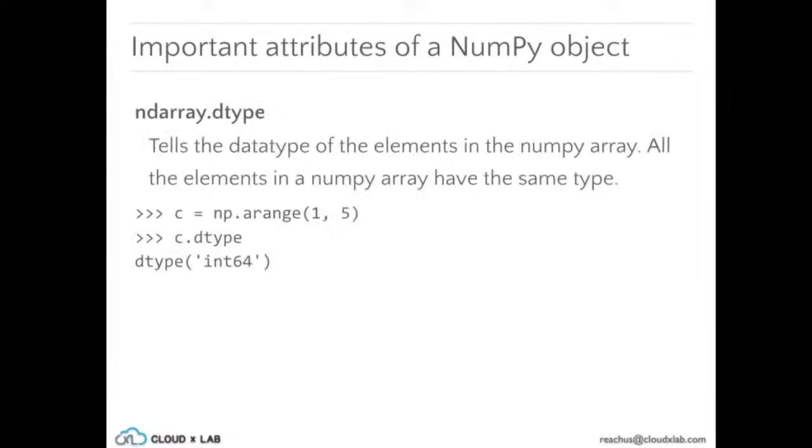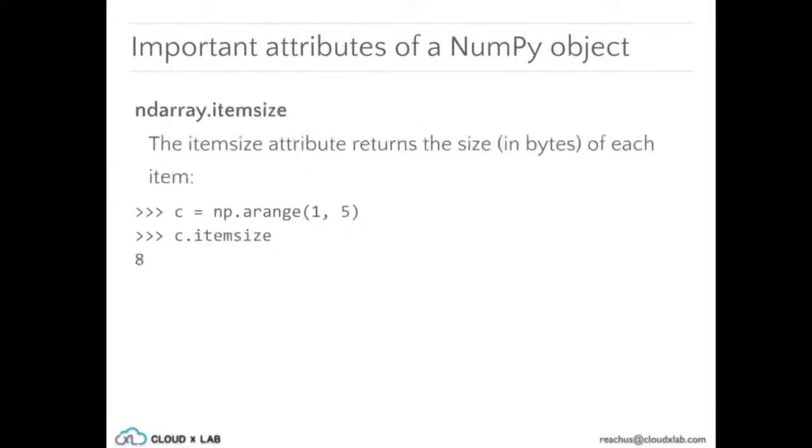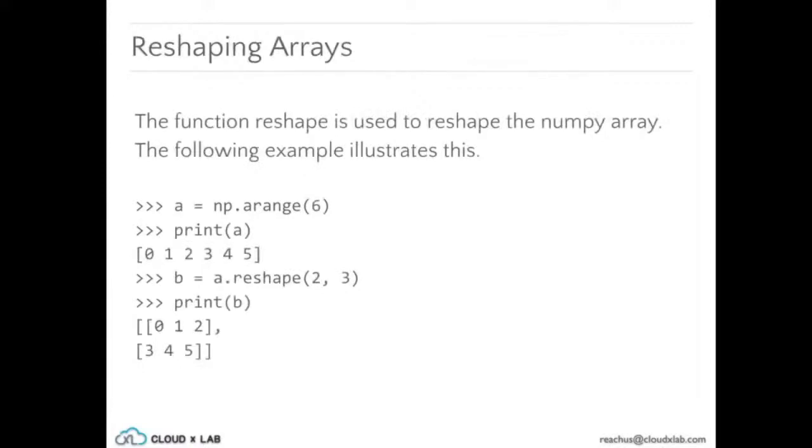So dtype tells you the type of the elements in the Numpy array. Typically, all the elements in the Numpy array have the same type. So over here, the dtype is int64 or double. Another attribute is called itemsize. It returns the size in bytes of each item. So here each item is 8 bytes, which makes sense.